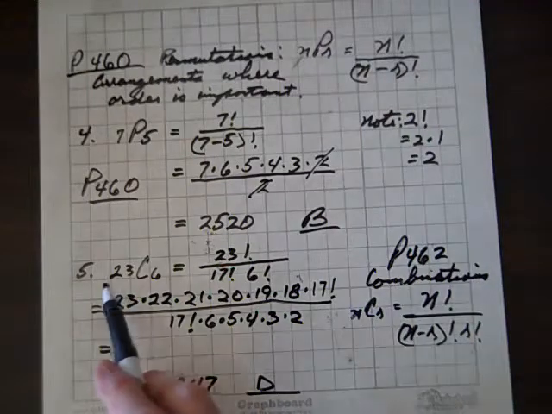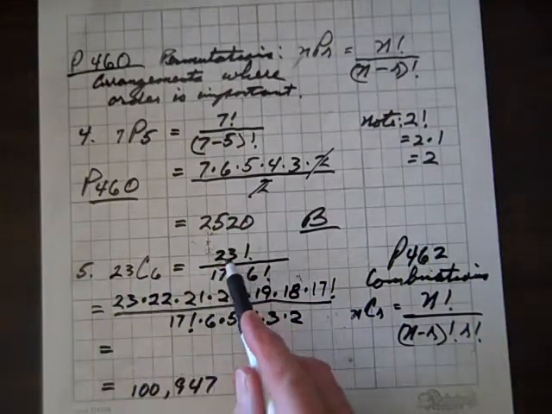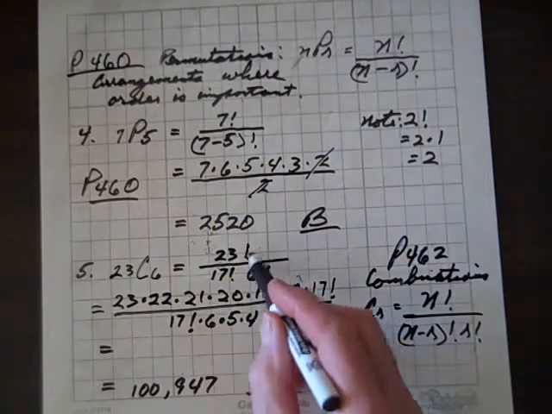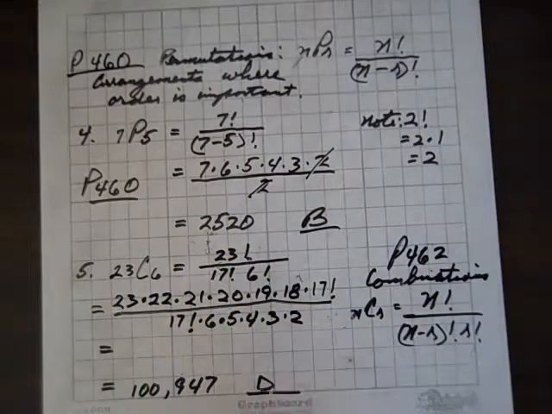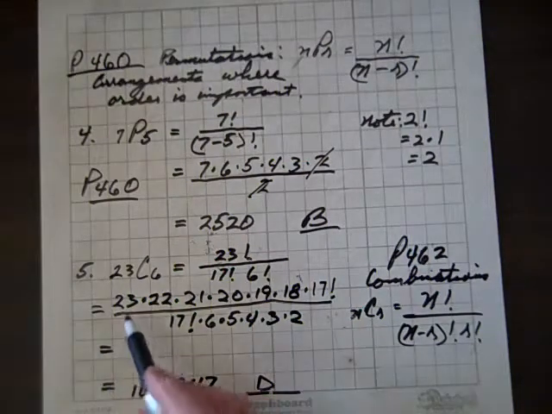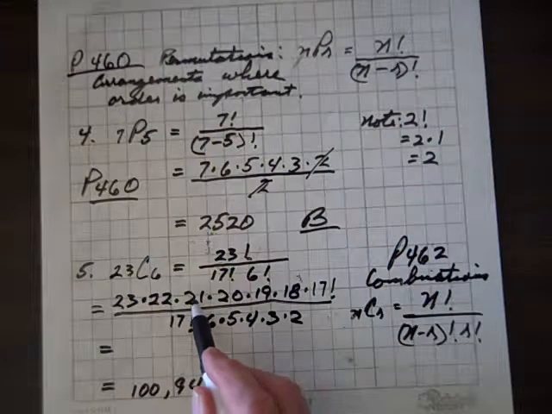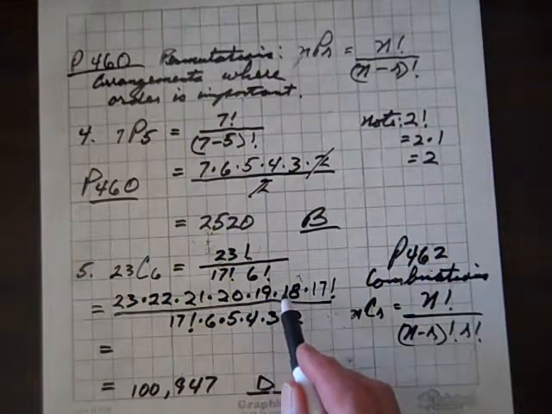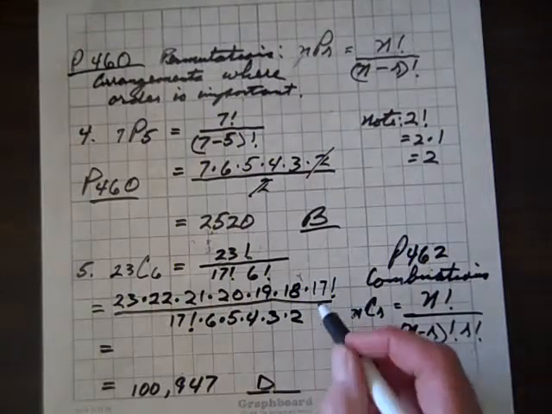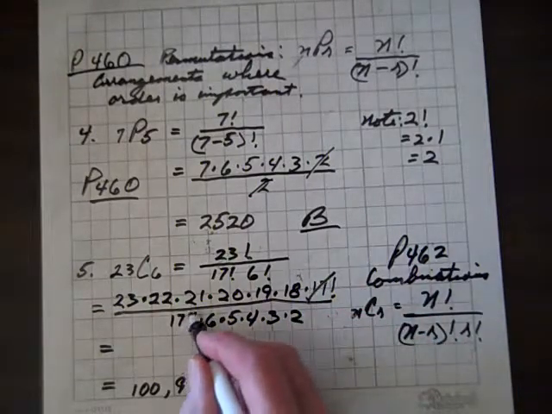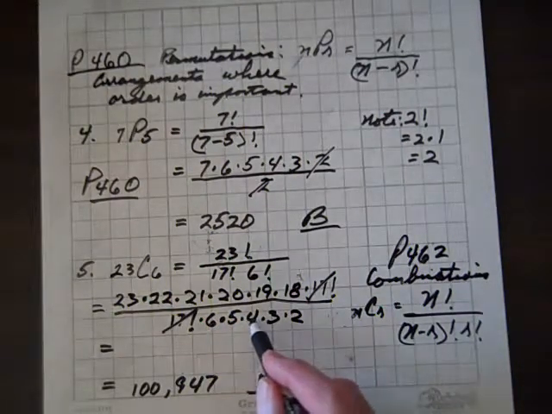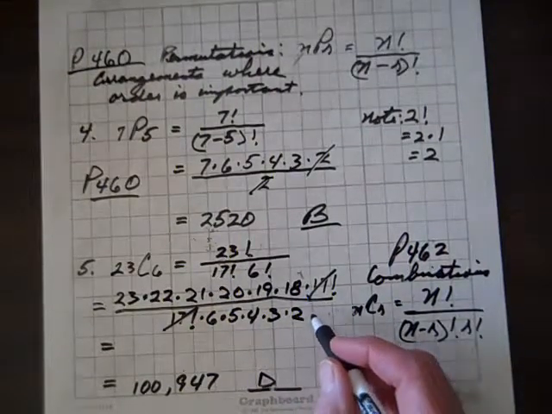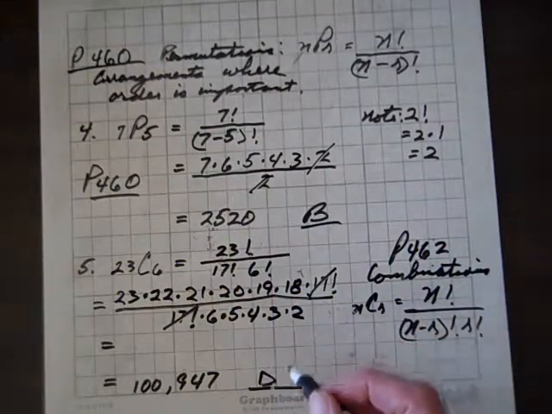So we've got 23 choose 6. So that's 23 factorial over 17. Now 6 from 23 is 17, so that's 17 factorial times 6 factorial. So 23 factorial is 23 times 22 times 21 times 20 times 19 times 18 times 17 factorial. I'm going to leave that in that form, and notice these 17 factorials divide out. Now 6 factorial is 6 times 5 times 4 times 3 times 2 times 1, but 1 times 2 is 2, so I'm just going to leave the 1 out.